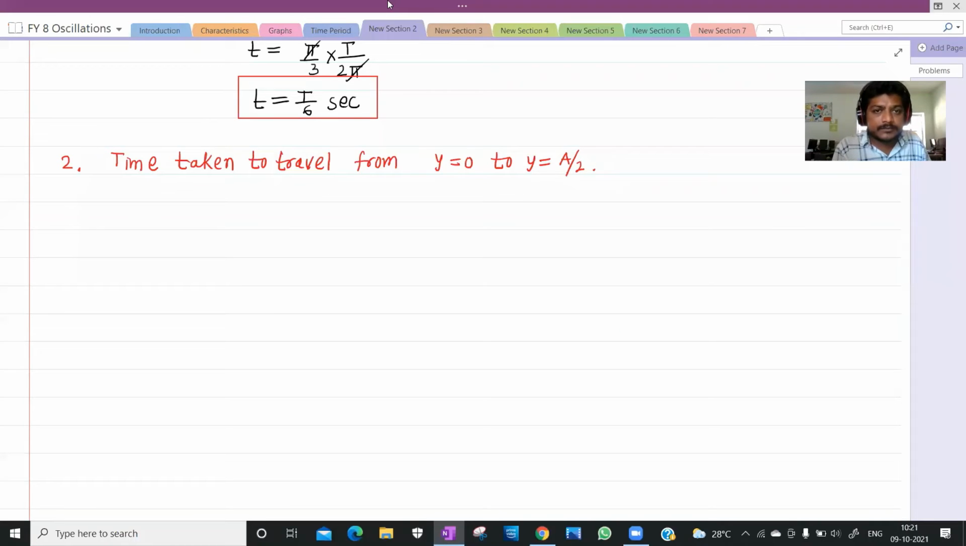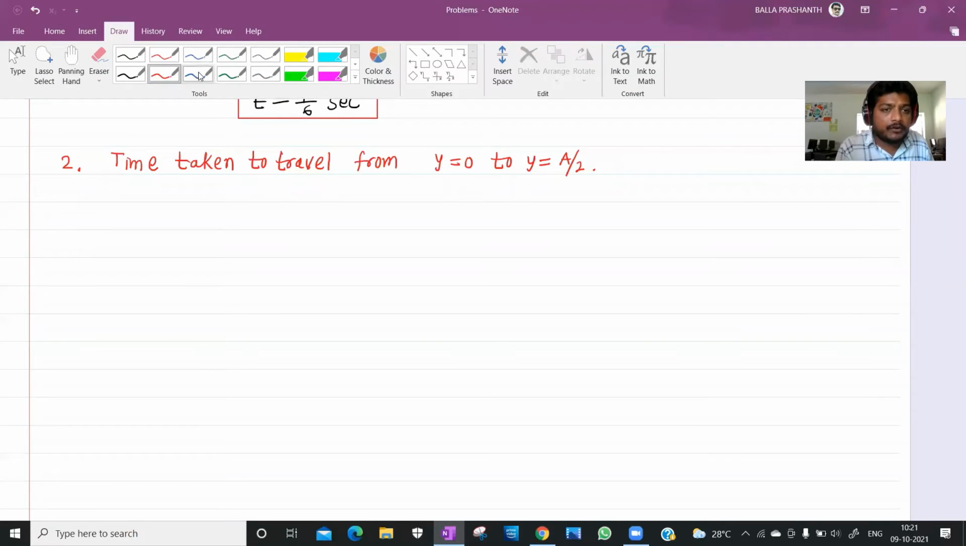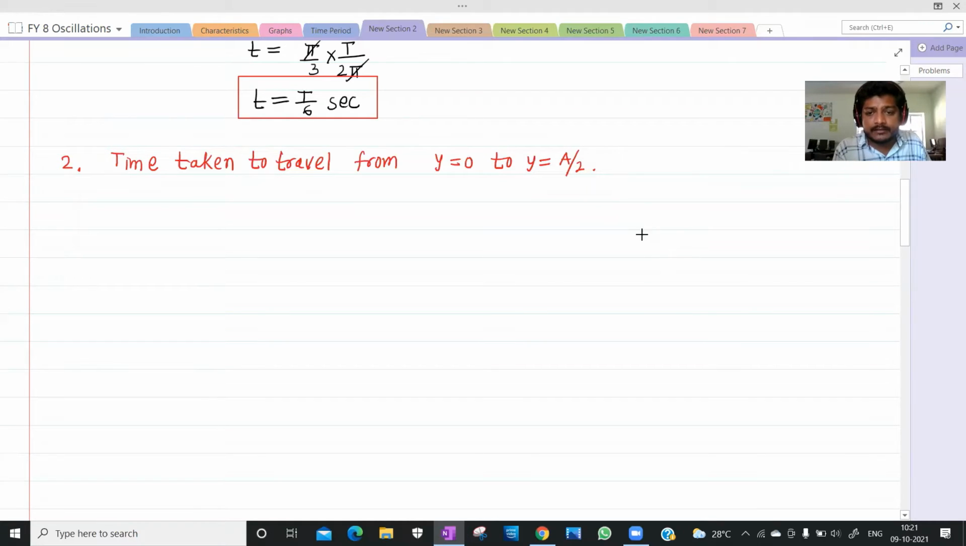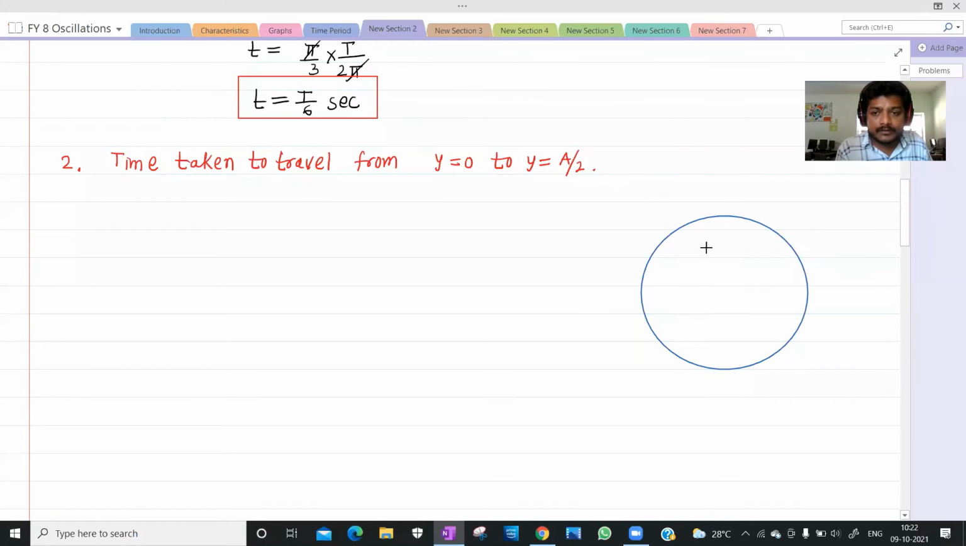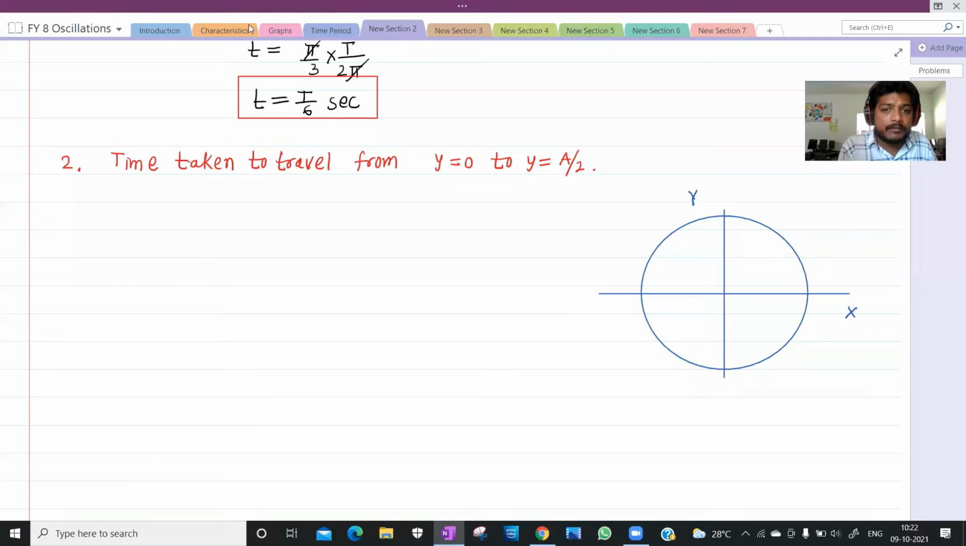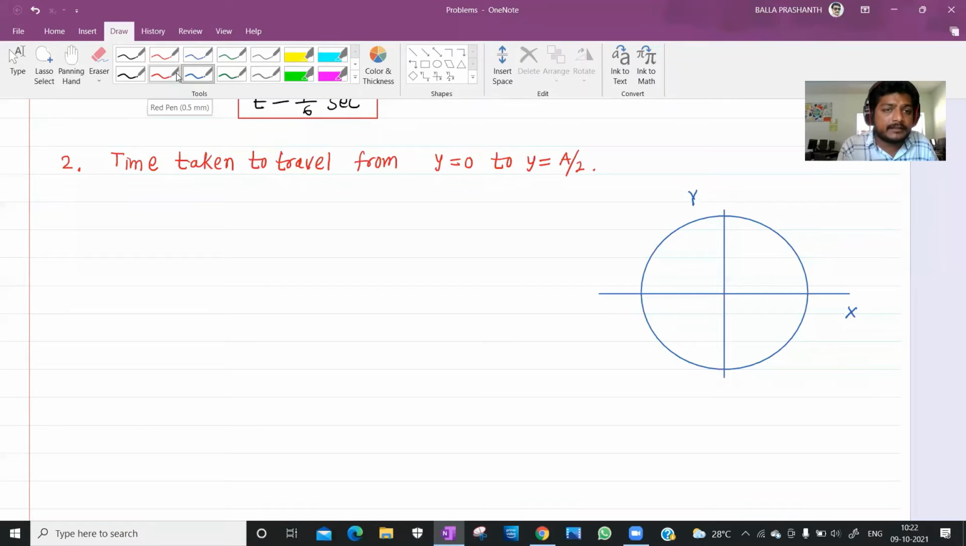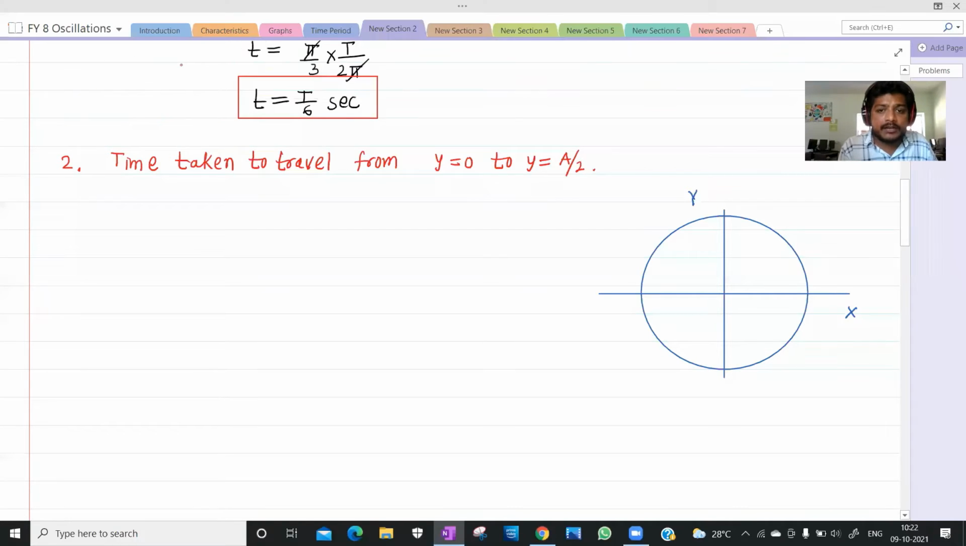Okay, sir. So if you want to do this problem, what do we have to take now? We have to take the reference circle. This is the reference circle I'm taking. Okay, so this is the x-axis, and this is the y-axis. Now tell me where the particle is initially.